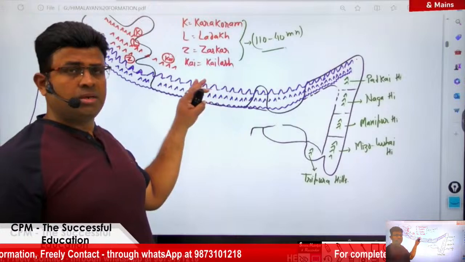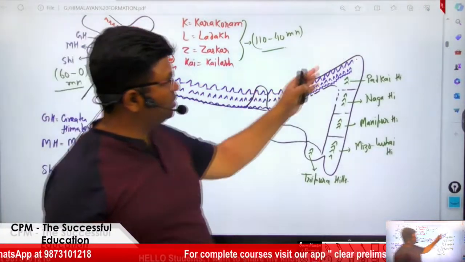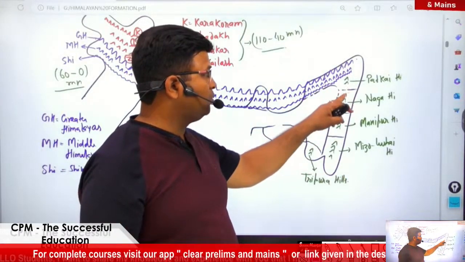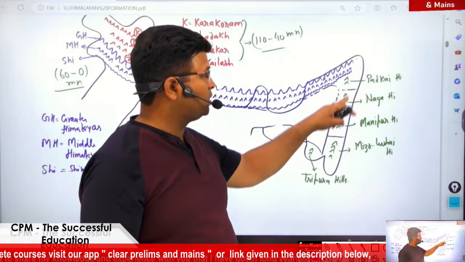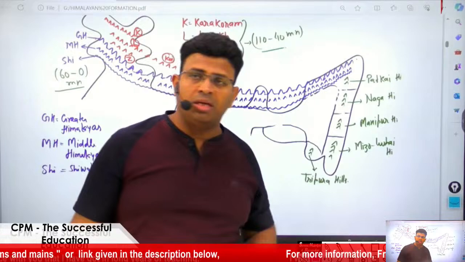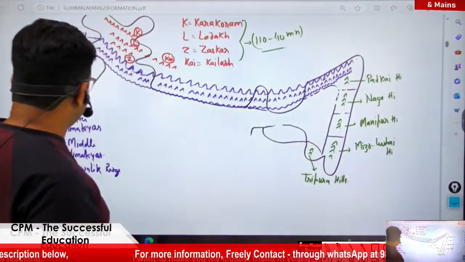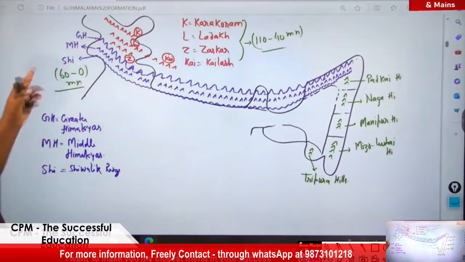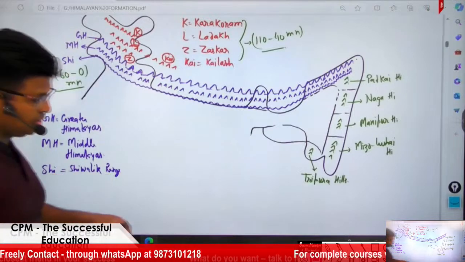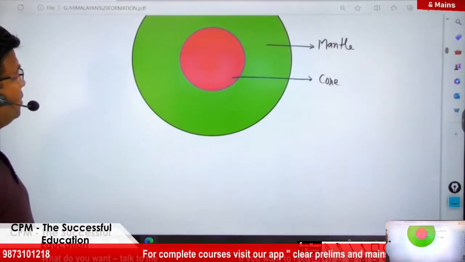Understood? So these are actually the Himalayas, and the red color shows the Trans-Himalayas, and the green color is your Provincial Hills. You can see the Patkai Hills, then Arunachal Pradesh, the Naga Hills in Nagaland, the Manipur Hills in Manipur, the Mizo and Lushai Hills in Mizoram, and the Tripura Hills in Tripura. So these are the things we'll have to see. Here GH means Greater Himalaya, MH means Middle Himalaya, and SHI means Shivalik range. So we have to understand the formation of these.